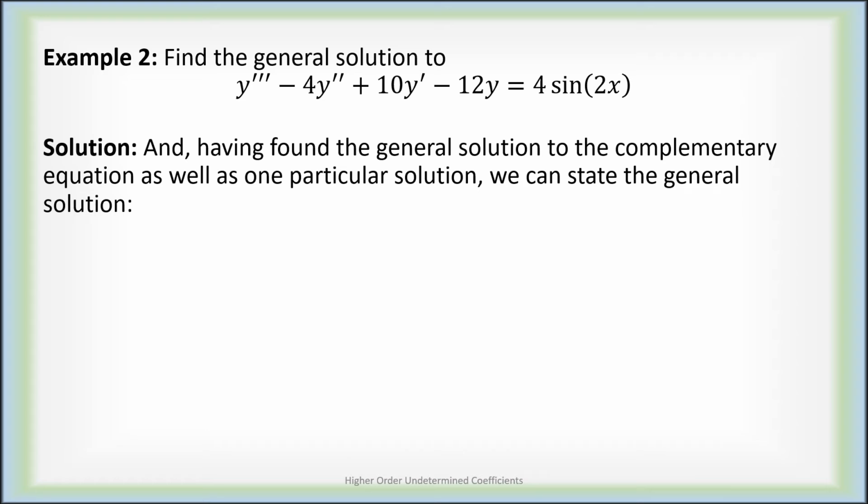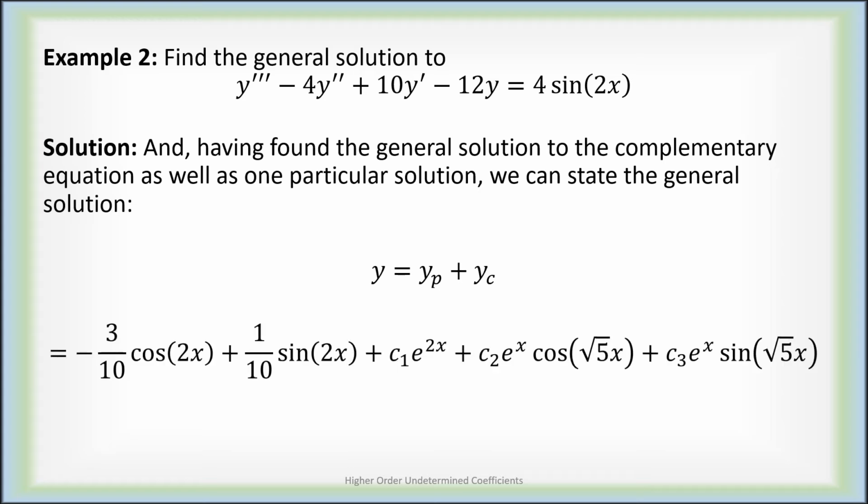So we found a general solution to the complementary equation and one particular solution to the non-homogeneous equation, which means the general solution to the differential equation as given in this example is the particular solution plus the general solution to the complementary equation, or negative 3/10 cosine 2x plus 1/10 sine of 2x plus some constant e to the 2x plus another constant e to the x cosine of root 5x plus a third constant e to the x sine of root 5x.